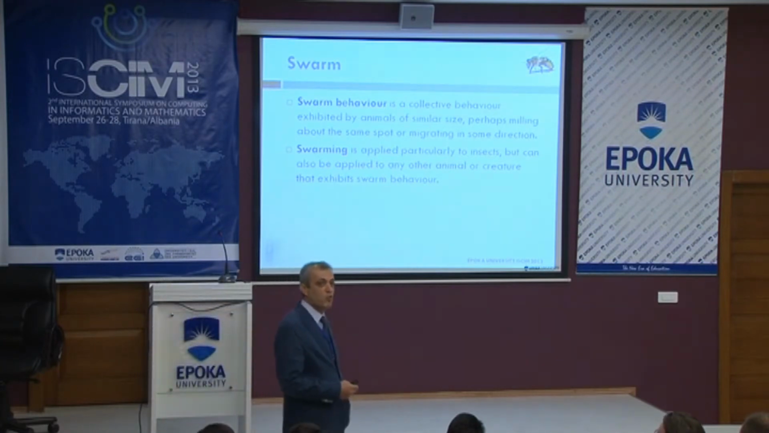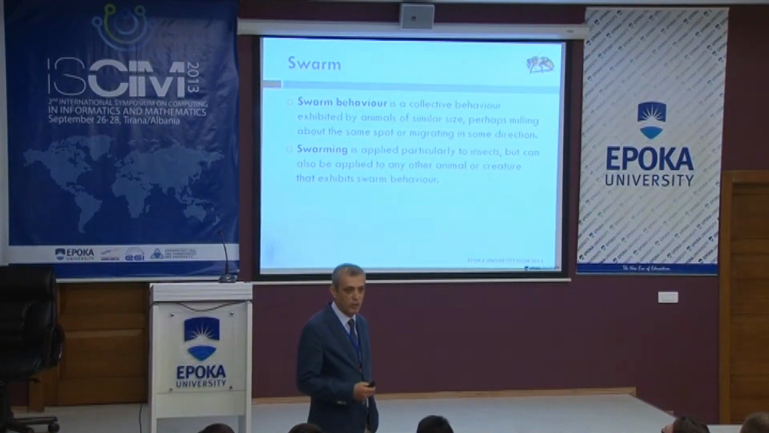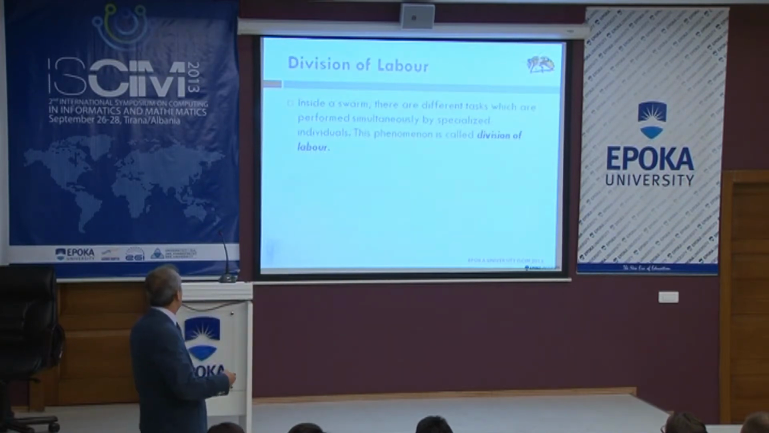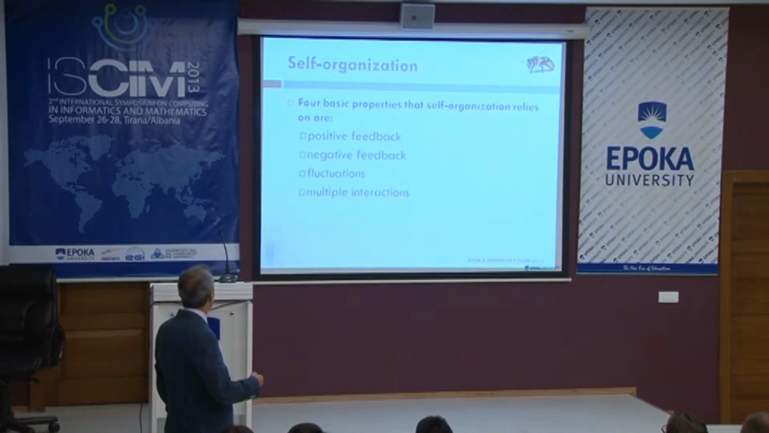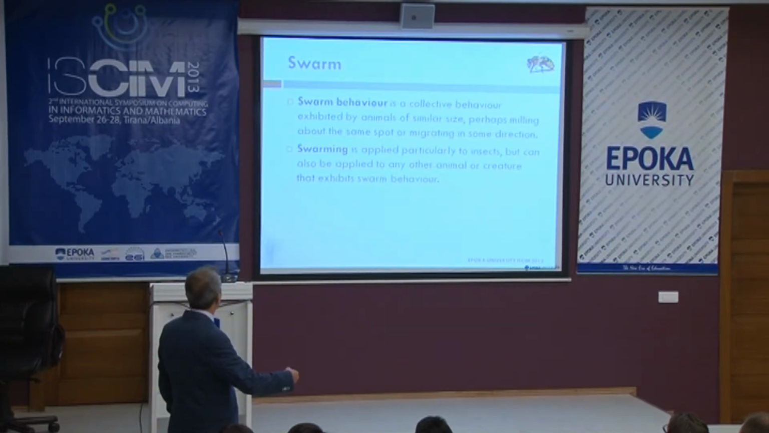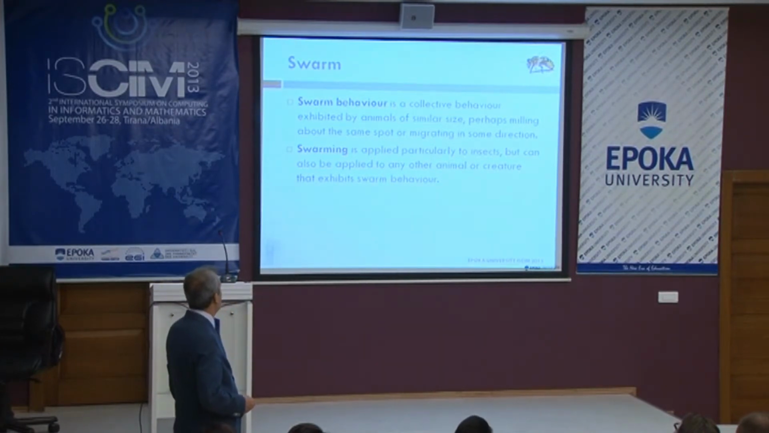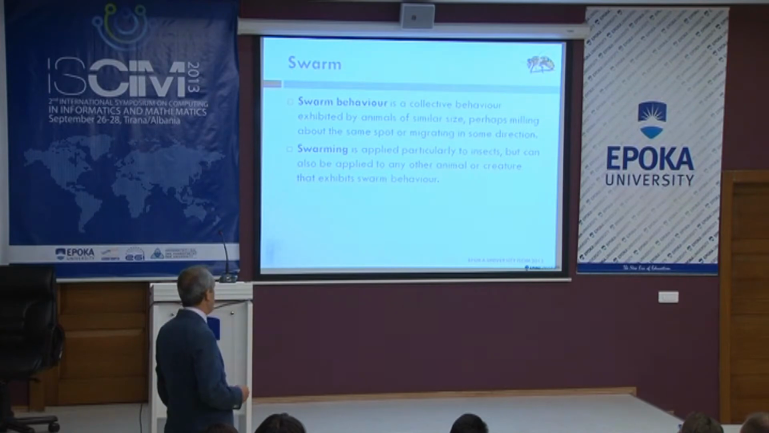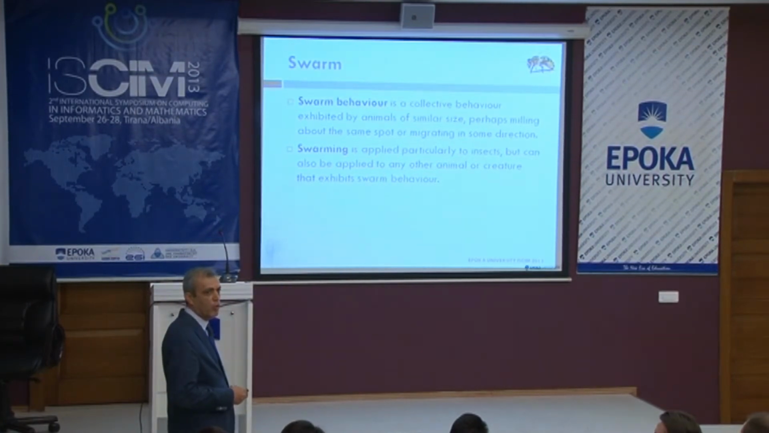Now, let's have a look at swarm intelligence, because artificial bee colony is a member of these algorithms. Swarm behavior is a collective behavior executed by animals of similar size, perhaps aggregating about the same spot or migrating in some direction. Swarming is applied particularly to insects, but can also be applied to any other animal or creature that exhibits swarm behavior. Now, we use this term for all creatures, not just insects or animals.